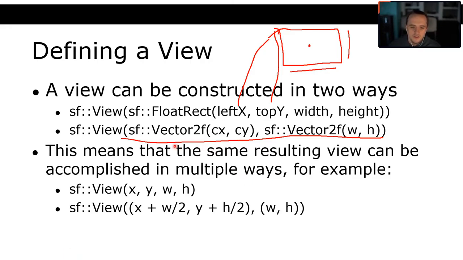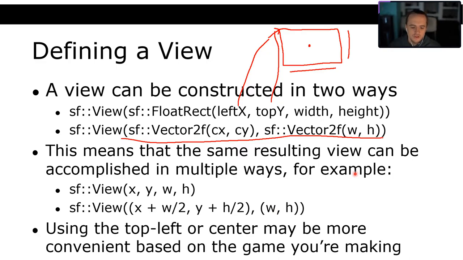So this means that the same resulting view can be accomplished in multiple ways. So for example, I can do the same view from both of these by these two calls. So let's say I wanted to have a specific view which is at X, Y in the top left and has a given width and height. If I want to do that with the second call, then I would pass in the first vector 2f as X plus width over 2, Y plus height over 2, which would get me the center point, and then width and height. Okay, so that's pretty easy.